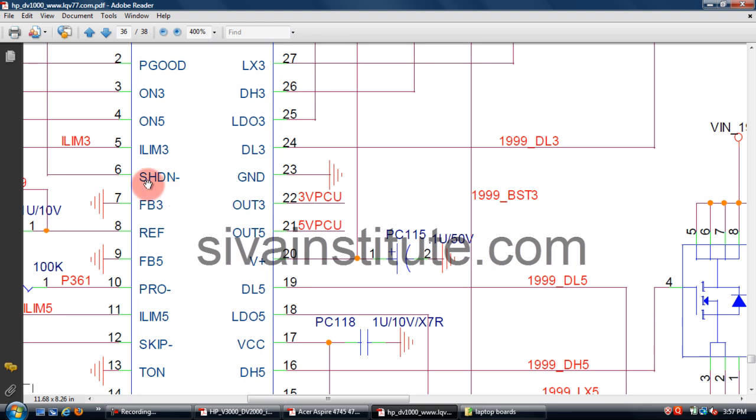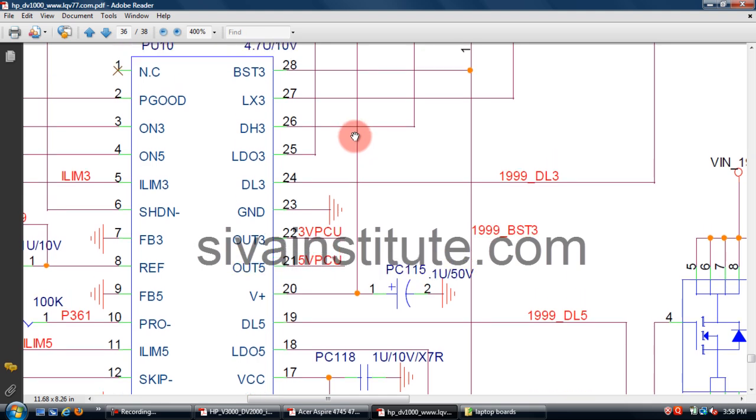In some, there is no shutdown pin. When you give V in voltage, the output voltage comes out immediately. When V in voltage is okay but there is no output voltage LDO 3, LDO 5, you should check whether any shutdown pin or enable pin is there. You should check this shutdown pin voltage.